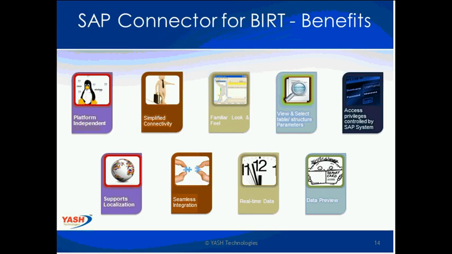the benefits of using SAP connector for BIRT are: the primary benefit is that it is platform independent. It is available for Windows as well as Linux. Connectivity is simplified, as shown in the demo earlier. It's very simplified connectivity, and there is no configuration to be done on the side of BIRT or on the side of SAP systems, because once you install the connector using a setup program, it configures itself in the BIRT environment, and there is absolutely zero configuration to be done on the SAP side.